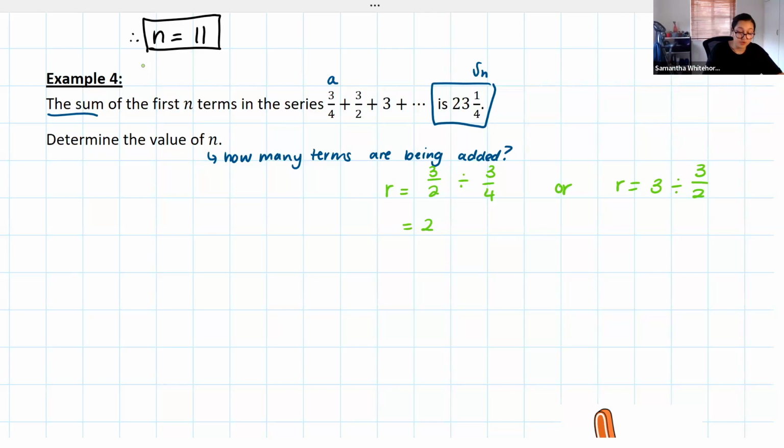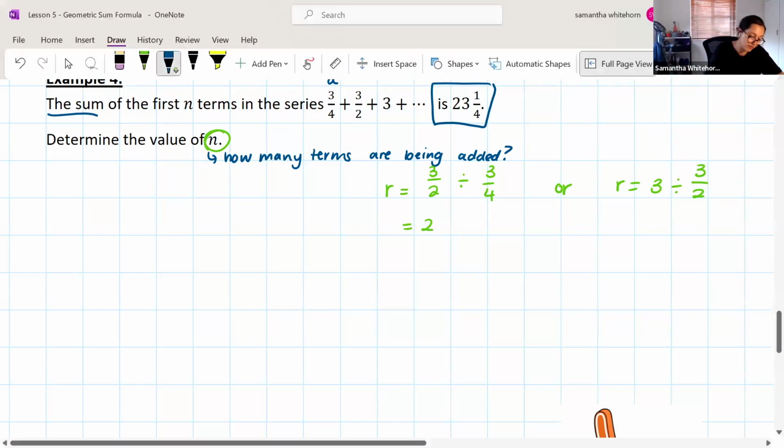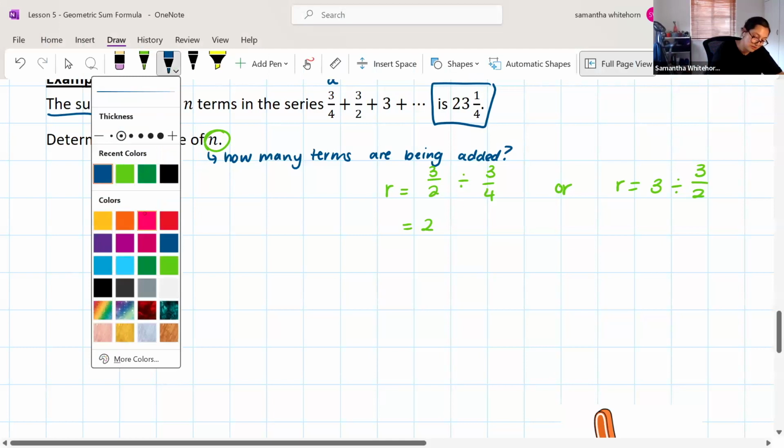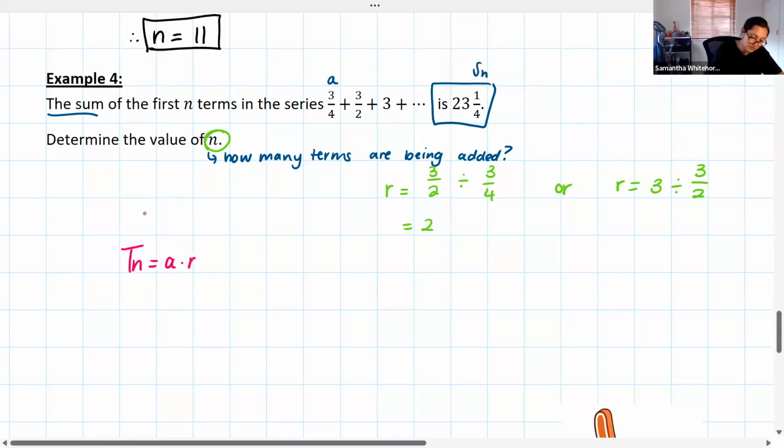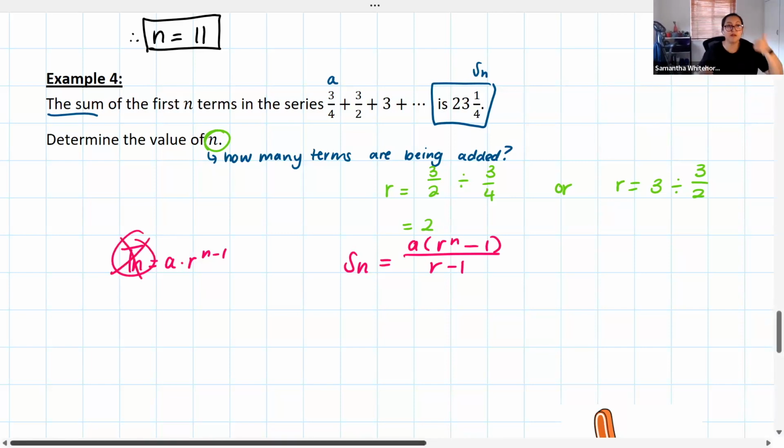We have R. So we've got the sum, we've got A, we've got R. We are looking for N. So again, if we go and look at our two formulas, we've got our Tn formula, and we've got our Sn formula. Problem with Tn is I don't have Tn. So then I am solving for Tn and I'm trying to solve for N. That's silly. Why do I want to solve for two unknowns at the same time? So I don't want that.